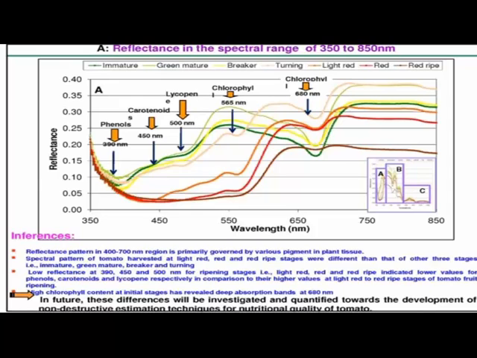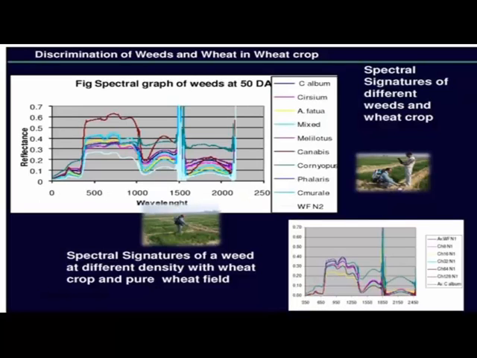Then weed discrimination. In the case of precision farming, there are some sensors people have developed using these hyperspectral basic studies, sensors for weed discrimination. You can see here, these are some of the sensors. Yes, these are some of the weeds which mainly dominate over wheat crop.